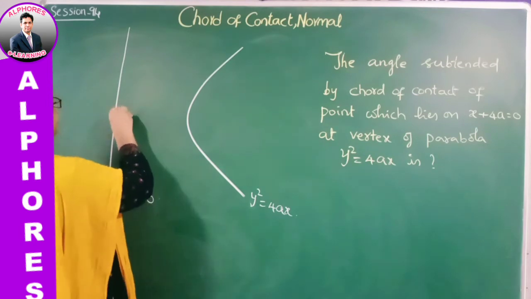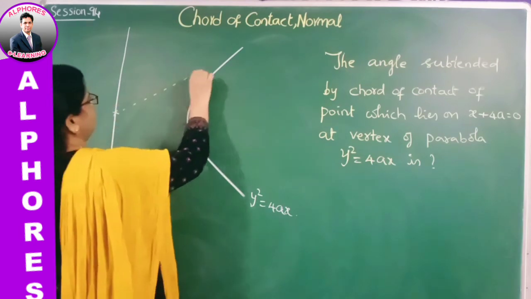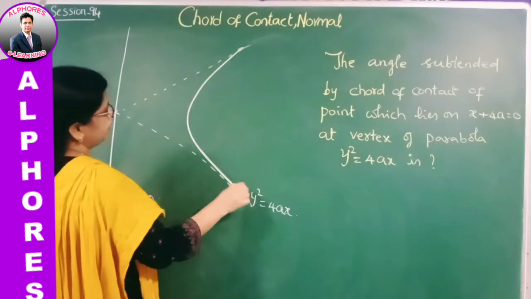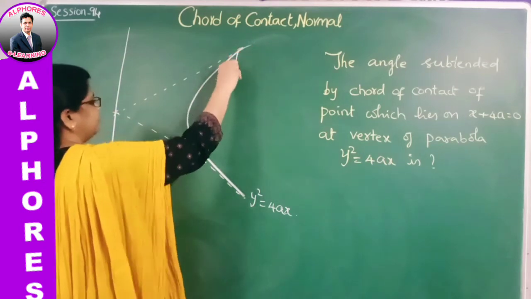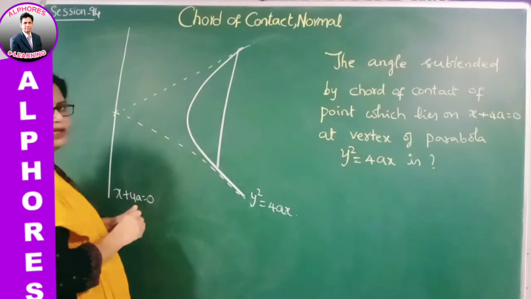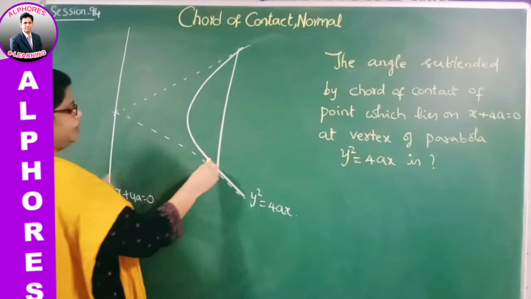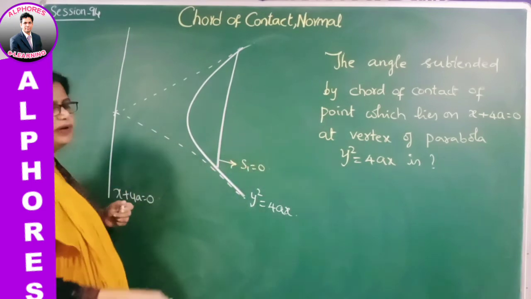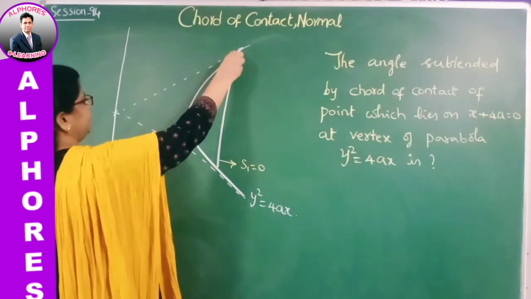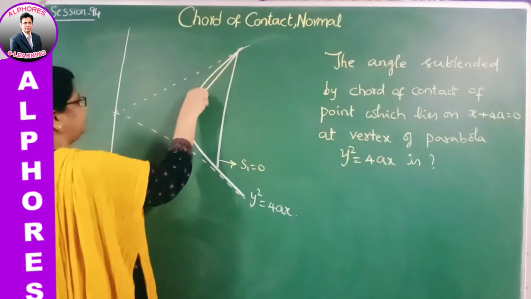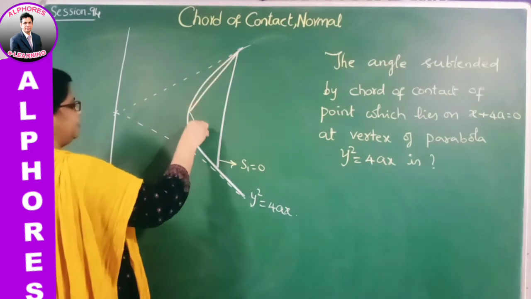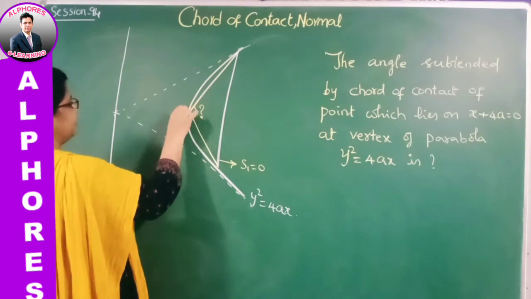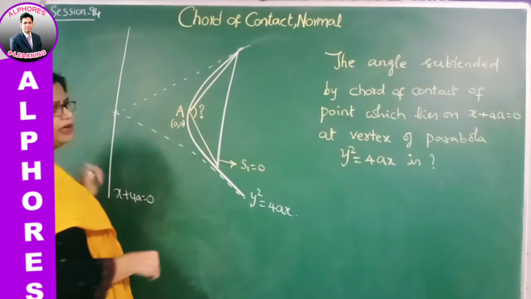From a point on this line, if the tangents are drawn like this, we first have to consider the tangents, and then correspondingly we say this is our chord of contact. Now what they are asking here is, this chord of contact, whose equation is S1 equal to 0, if it is subtending some angle at the vertex of the parabola, what is this angle? And the vertex, you know, is 0 comma 0.